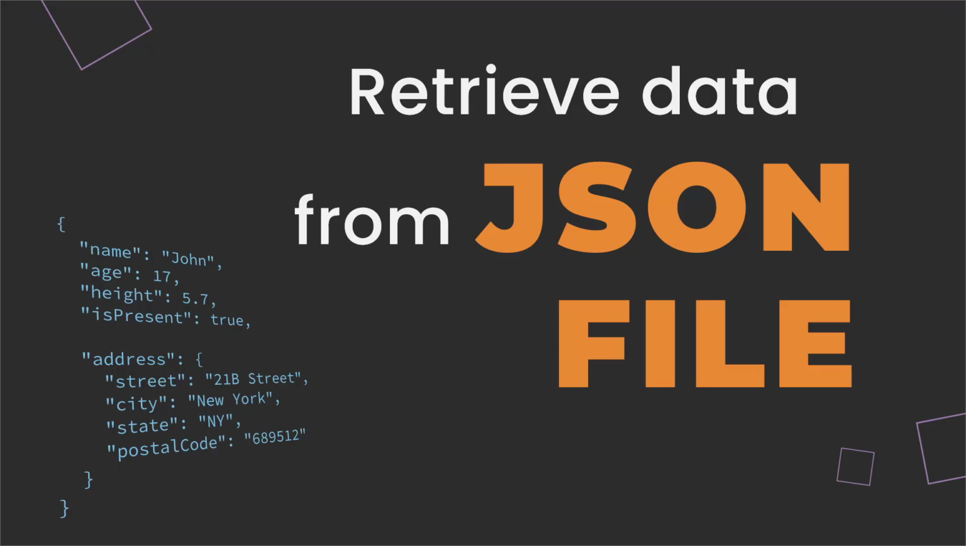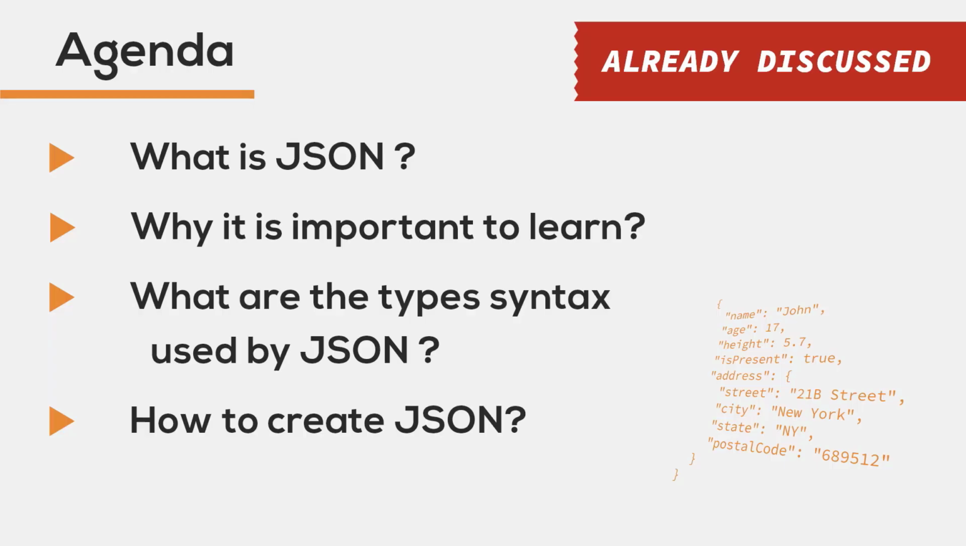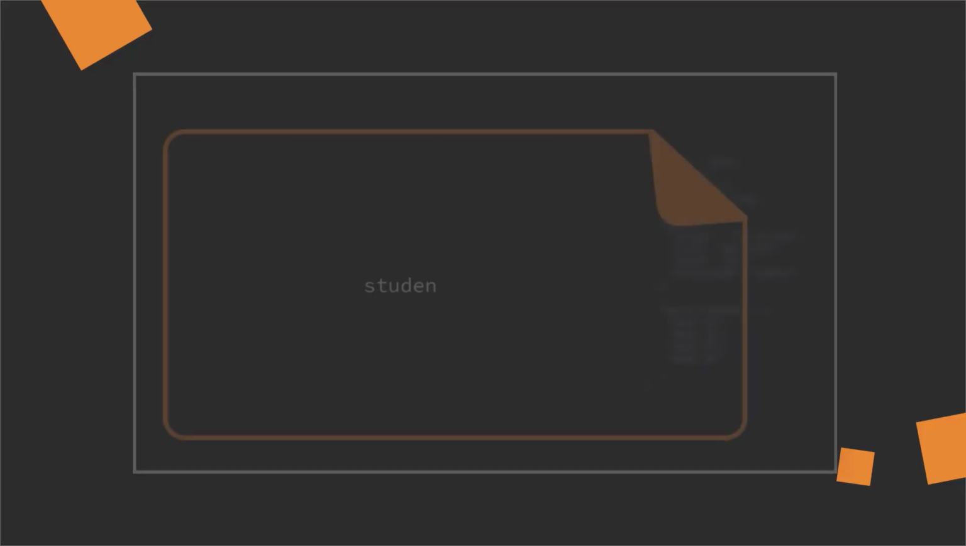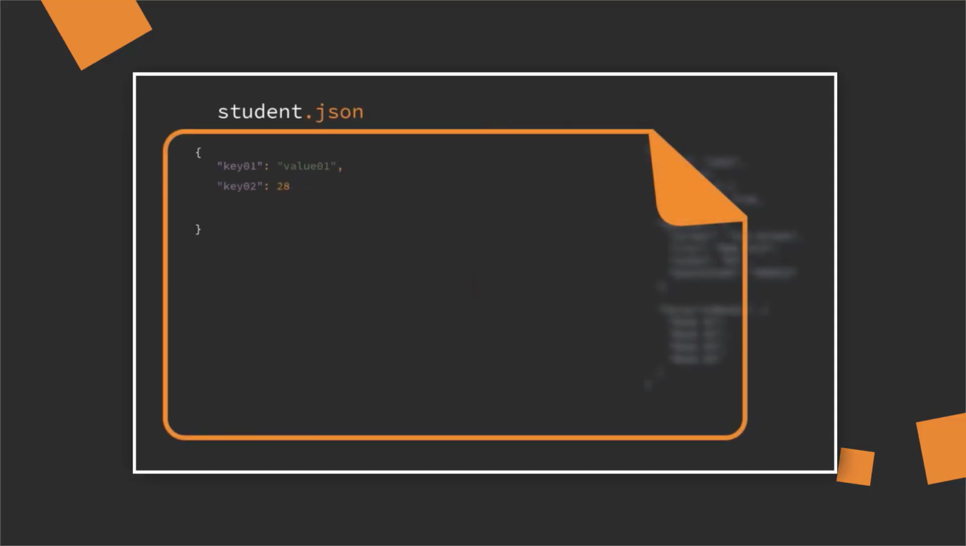In our previous video, we went through all the basics of JSON, where we learned what JSON is, what the types of JSON are, and how to create a JSON as well. So if you haven't watched that video yet, or if you have any doubt regarding the concept of JSON, then you should watch that video first. You can find the link in the video description or at the top right corner of this video.